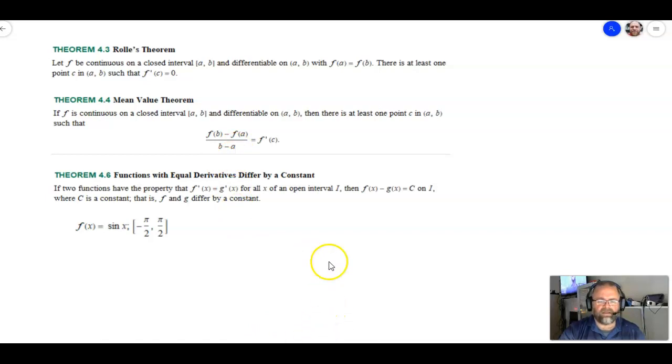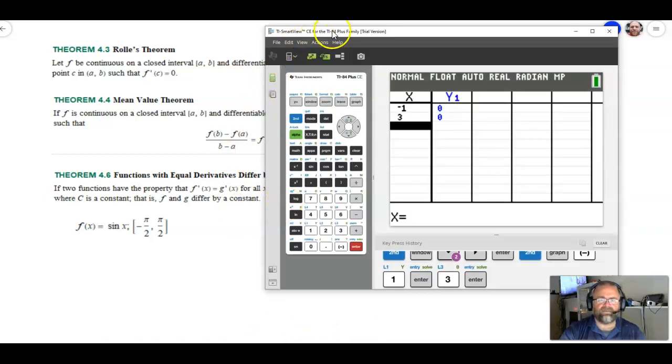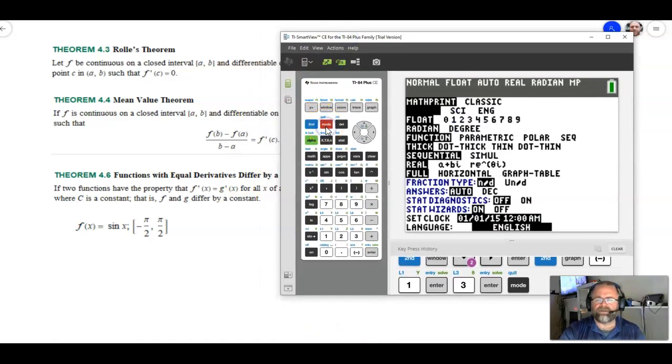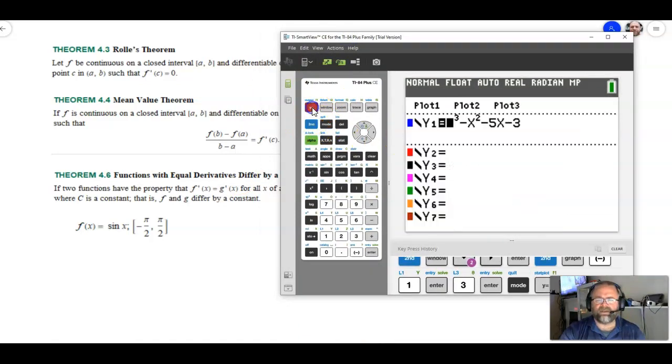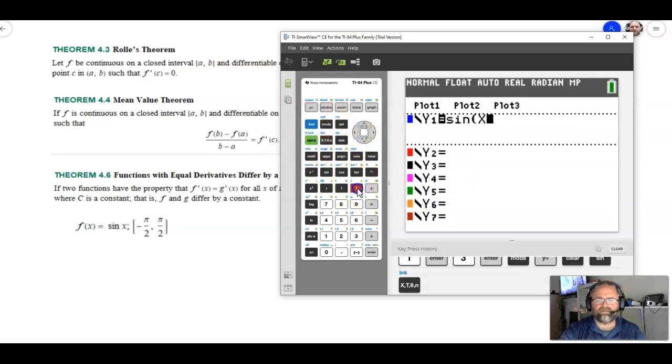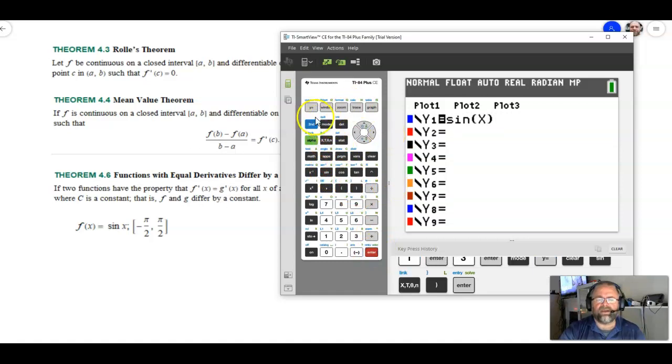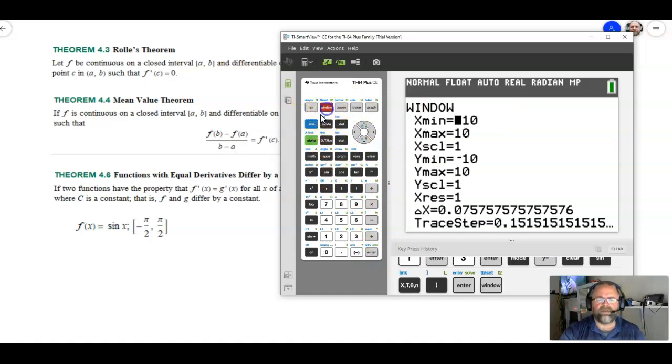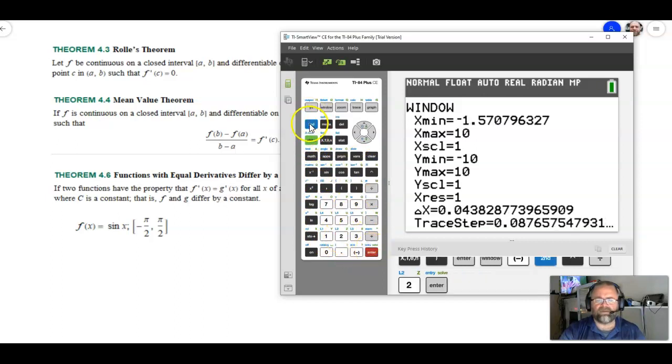All right. I'm going to go ahead and use my calculator first here. Make sure I am in radians, which I am. And let's go ahead and put in sine of x. All right. And to make this a little bit easier, I'm going to set my window from -π/2 to +π/2.